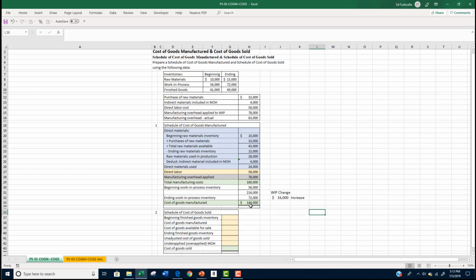Why? Because even though our manufacturing cost was 160, not everything was completed during the period because our work in process inventory actually increased. So understanding that you go from 160 to 144 based on the change in work in process is key here.